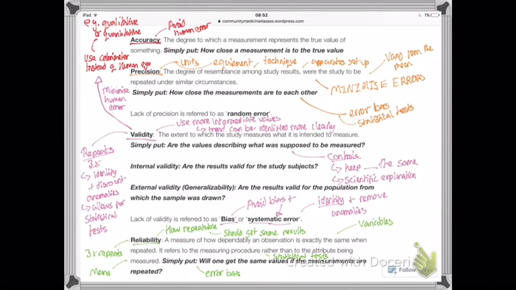Now let's look at accuracy, precision, validity, and reliability. Accuracy is when results are really close to the true answer. Human interpretation of a measurement, such as determining a colour change, can reduce the accuracy of your results. It's defined as the degree to which a measurement represents the true value of something. Simply put, how close a measurement is to the true value.